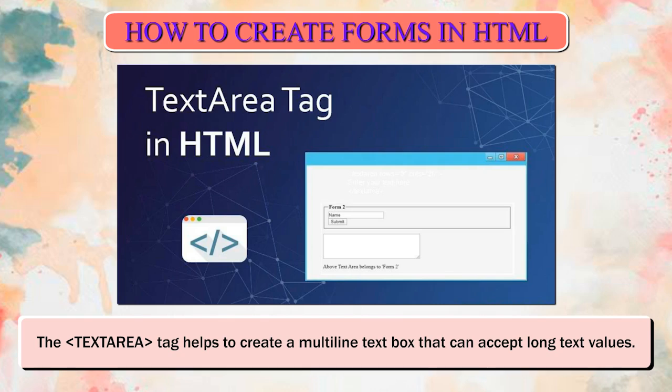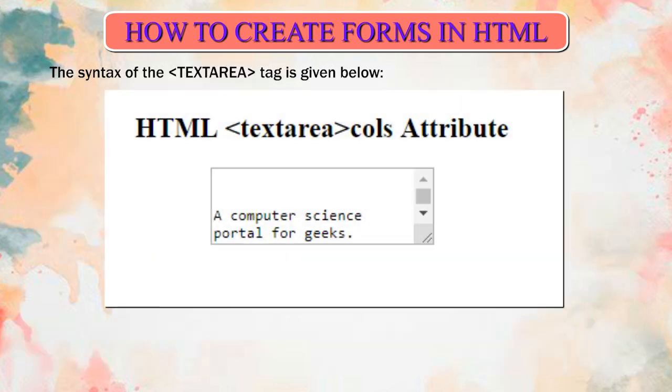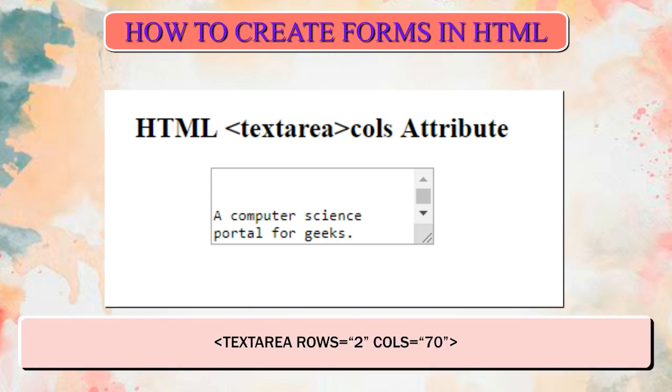Using the textarea tag. The textarea tag helps to create a multi-line text box that can accept long text values. We can specify the number of rows and columns we want in a text area by using the rows and columns attributes of the textarea tag. The syntax of the textarea tag is given below. <textarea rows=2 columns=70>.